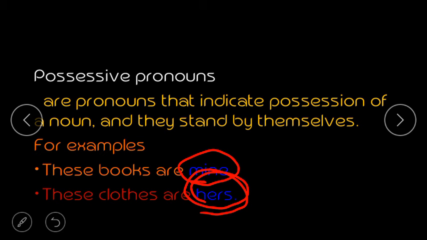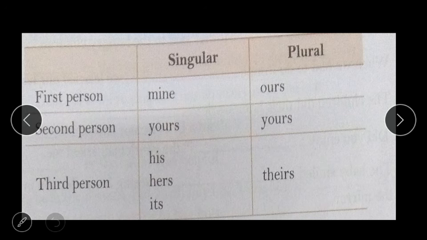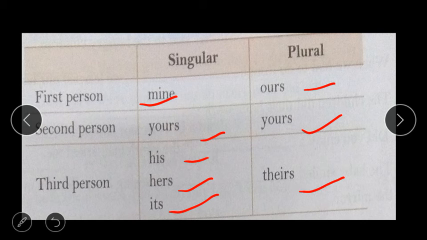So look at the table. For the possessive pronoun, for the first person, we are using mine, like this book is mine. That is the first person. And the plural of mine is ours. These books are ours. Second person, yours. Plural is yours. Third person, his, hers, its. And the plural is theirs.